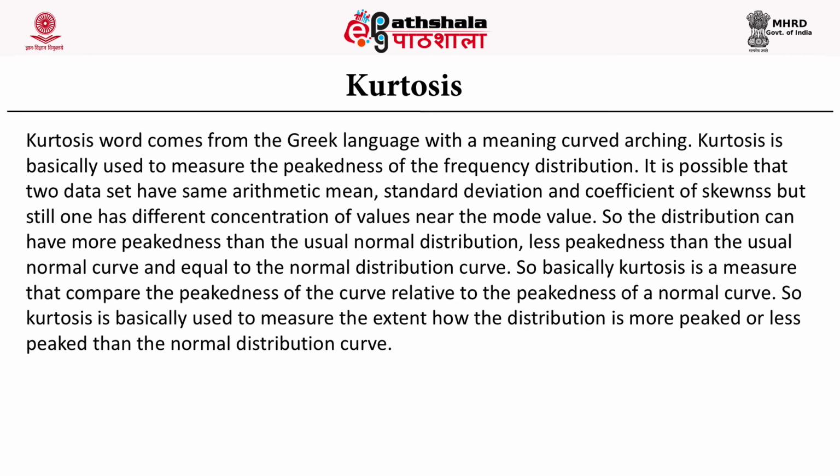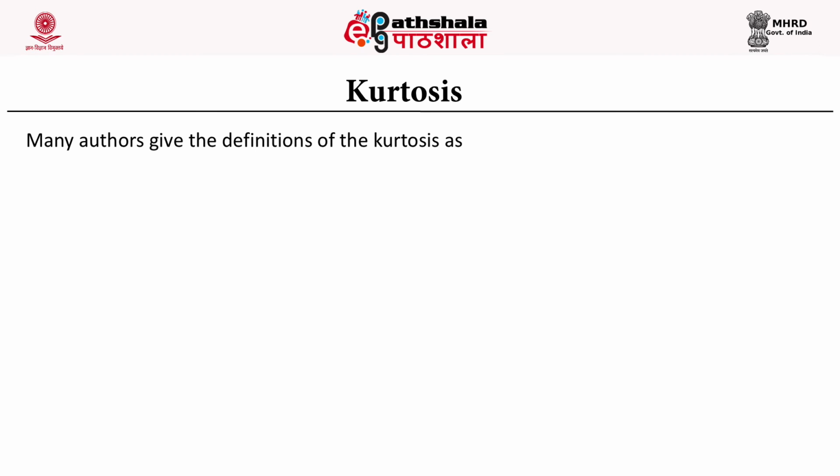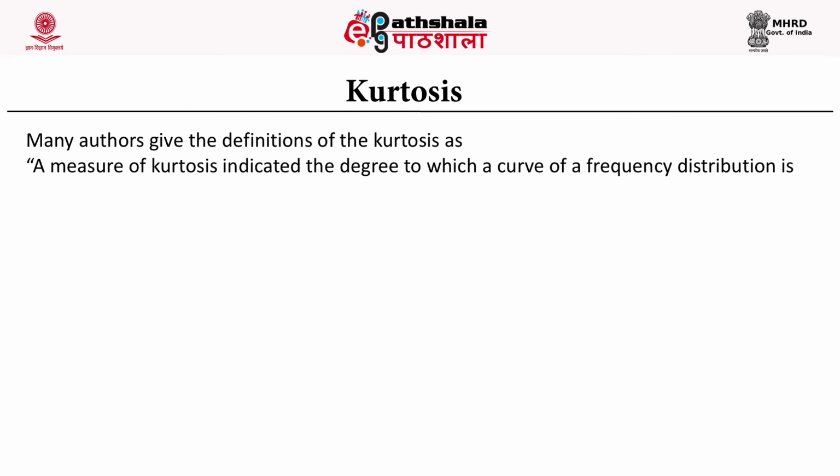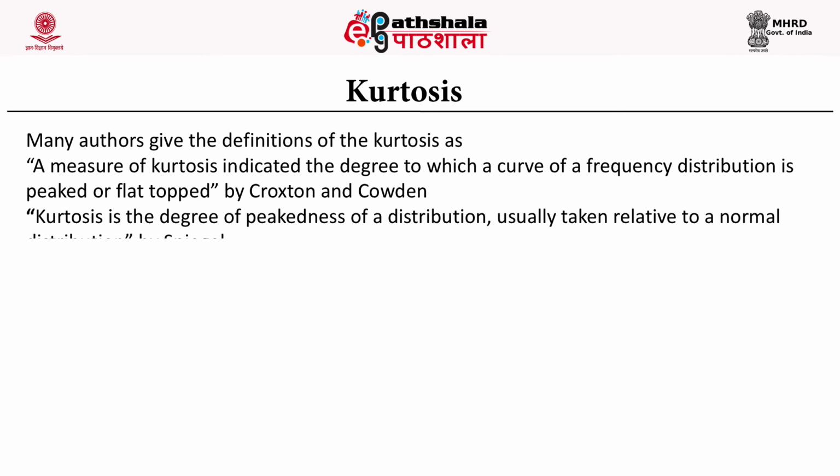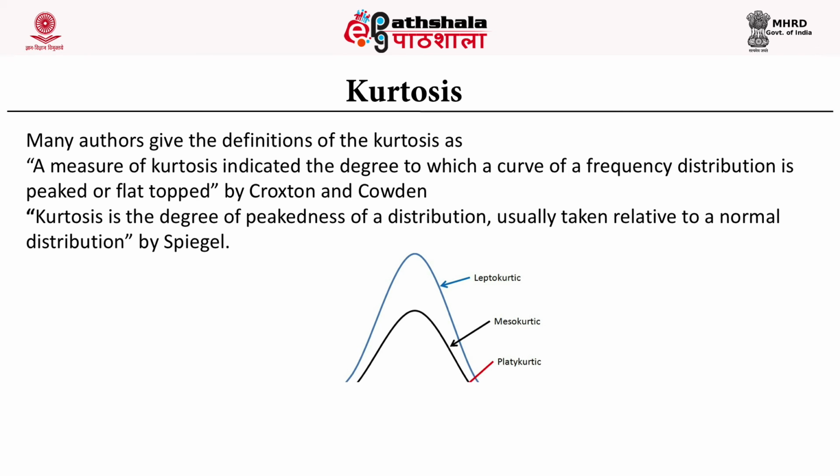Many authors give the definition of kurtosis as: a measure of kurtosis indicates the degree to which a curve of a frequency distribution is peaked or flat topped. This definition is given by Croxton and Cowden. Kurtosis is the degree of peakedness of a distribution, usually taken relative to a normal distribution, and this definition is given by Spiegel. From figure 2 we have three curves: the blue curve represents the leptokurtic, the black represents the mesokurtic, and the red represents the platykurtic.